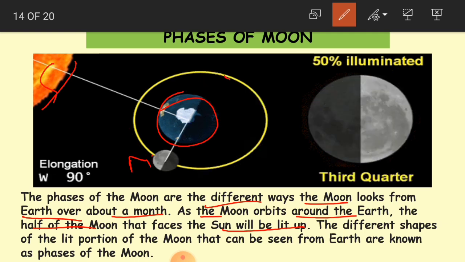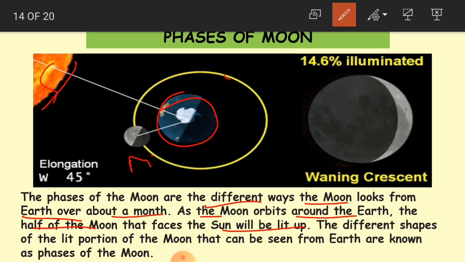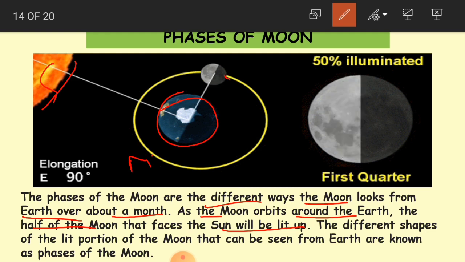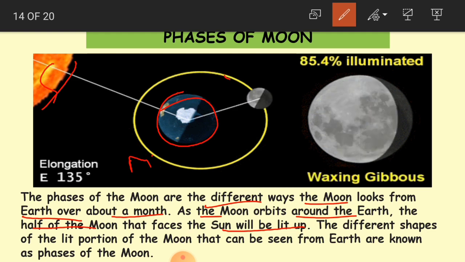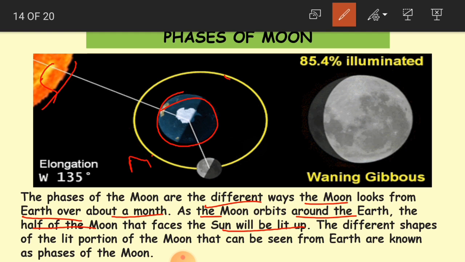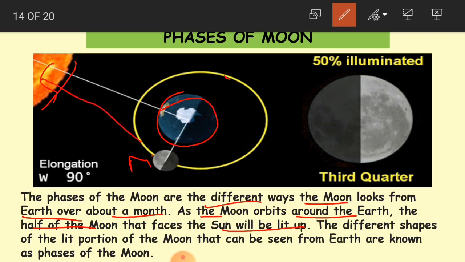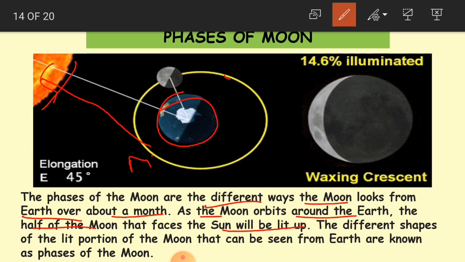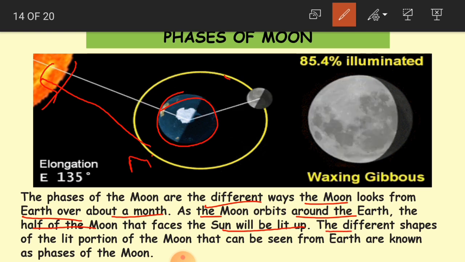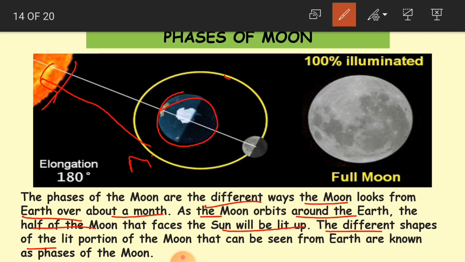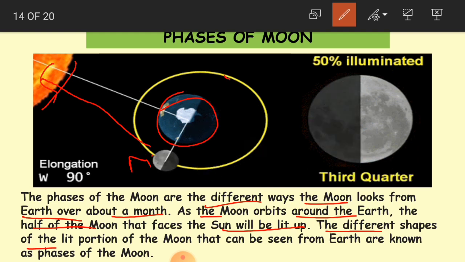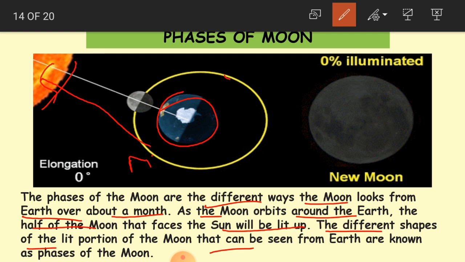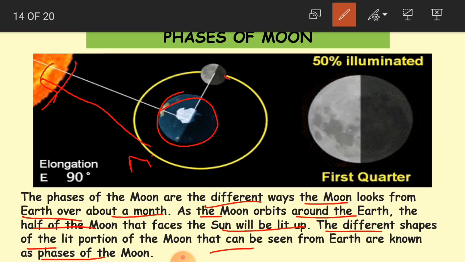So, as the moon is revolving around the earth, the half part of the moon that faces the sun is going to lighten up. And the different shapes of the lit portion, the light portion of the moon that can be seen from the earth, are known as phases of the moon.